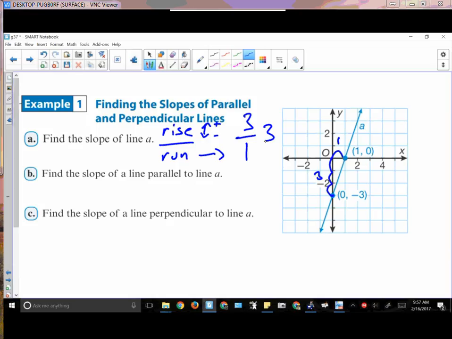Now, what would the slope of a line parallel to A be? That would also be 3. Parallel, it's going to have the same slope. Now, if it's perpendicular, it is going to be the opposite reciprocal. So, this is positive. So that means that it is going to have to be negative, and then what's the fraction? 1/3. That's it. That was positive. This will be negative. 3 over 1, 1 over 3.